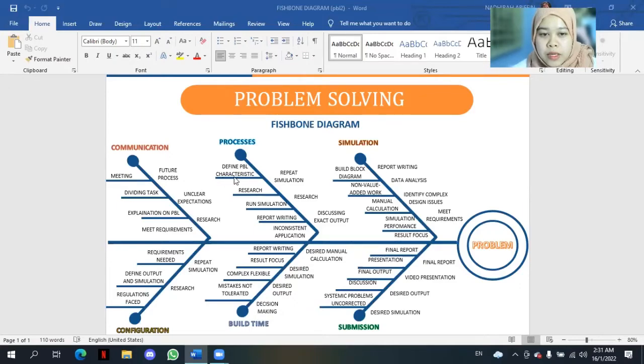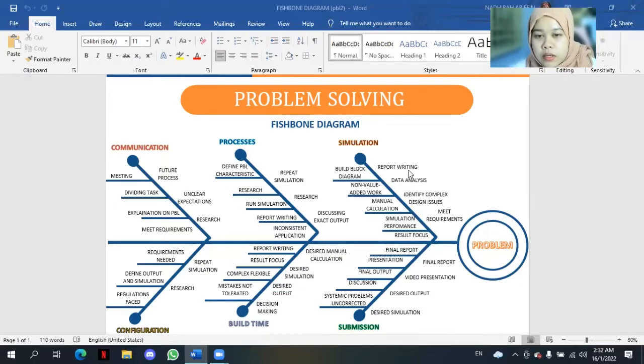We define the PBL characteristic, research for the PBL, run the simulation, report writing, and inconsistent application, which is like we use the Simulink. Then repeat the simulation, research again, discussing as the output. So third is simulation. We build the block diagram, the exact block diagram. Then non-value added work, manual calculation, simulation performance, and result focus.